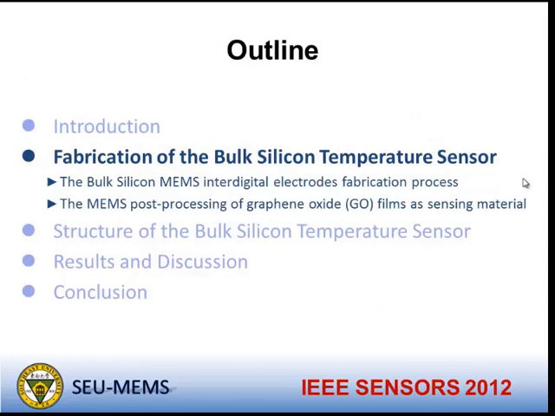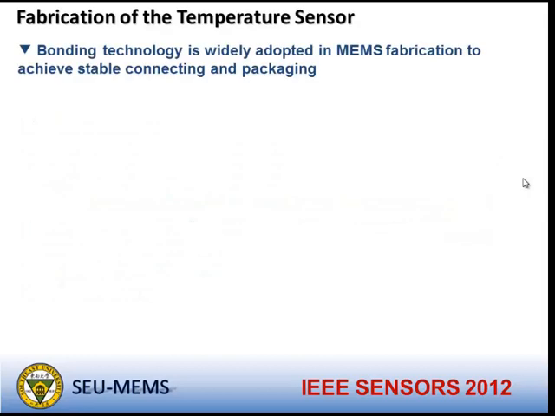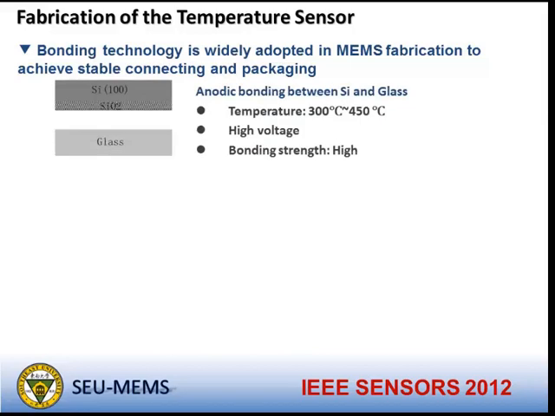Now I will introduce the fabrication of the post-silicon temperature sensor. To achieve the electrical interconnection and the wafer packaging of the temperature sensor, we use wafer bonding technology. A lot of bonding technologies have been researched in recent years. For example, the anodic bonding technology. The temperature is between 300 degrees centigrade and 450 degrees centigrade, and the bonding stress is very high.